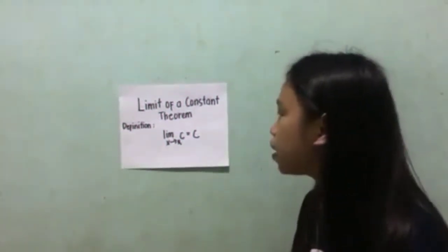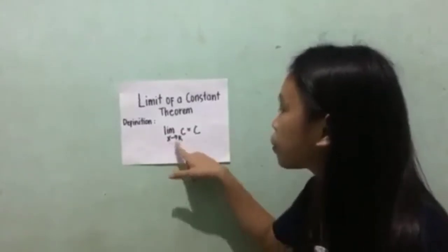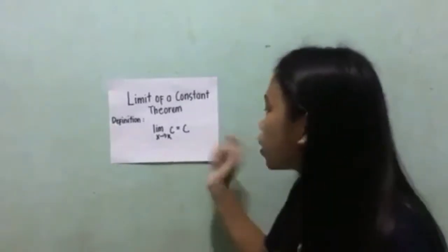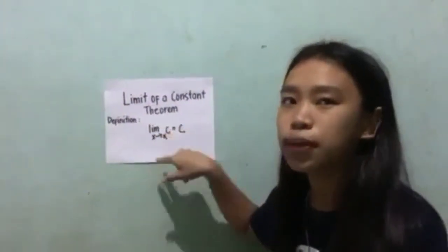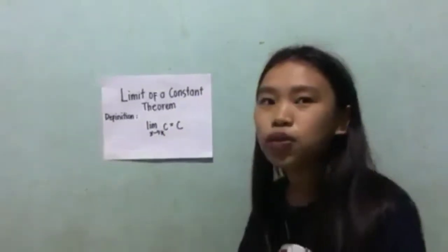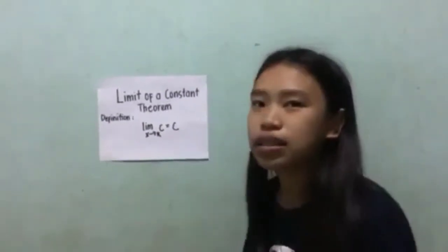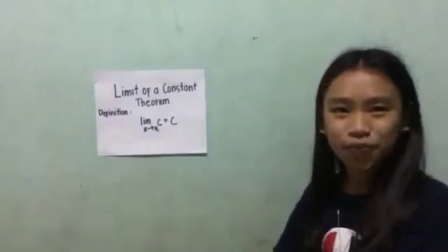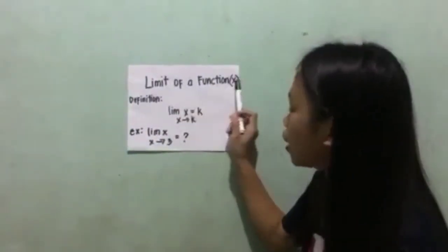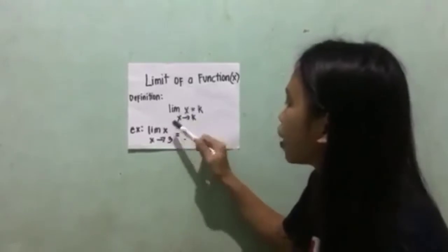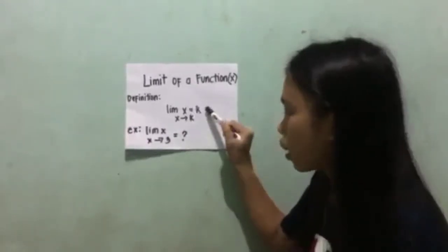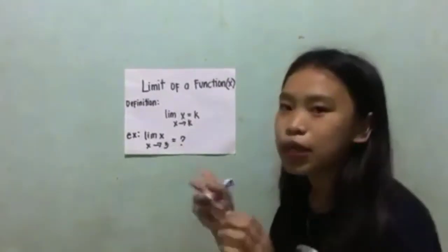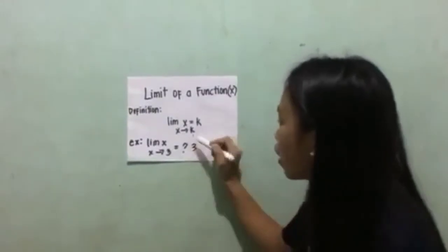Constant theorem. Limit of a constant where x approaches to k is equals to constant. Kung ano yung constant mo o given value, yun din yung magiging sagot. Yung examples ng constant is fraction, decimal, pi, tsaka whole number. Limit of a function of x. Limit of x where x approaches to k is equals to k. Example, yung k mo is 3. Yung magiging sagot mo is 3 pa rin kasi k is equals to k.